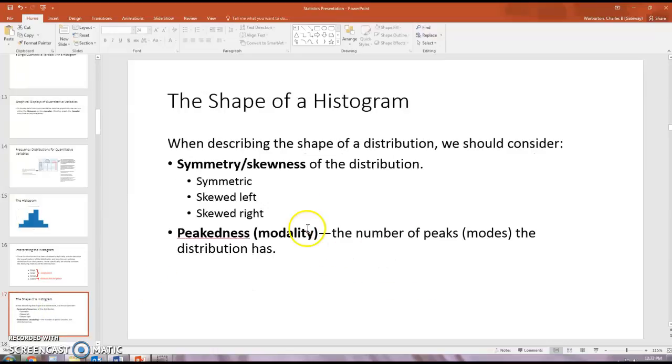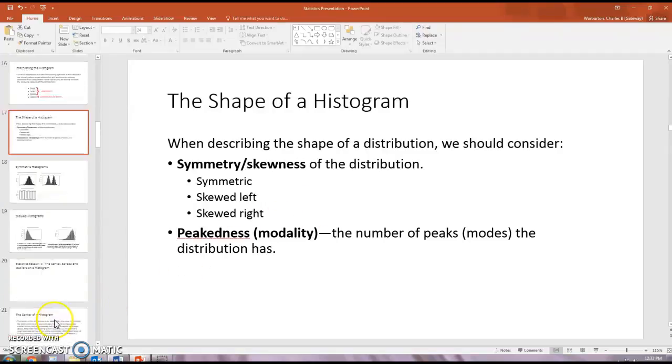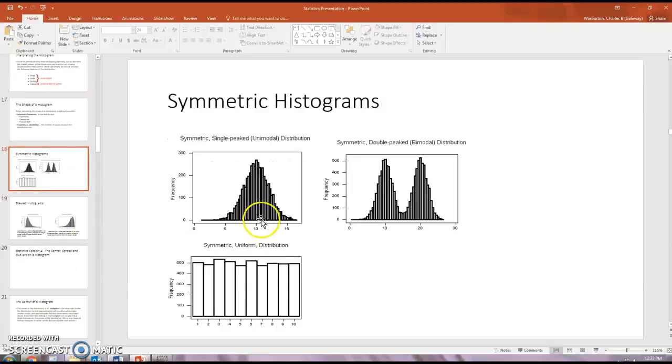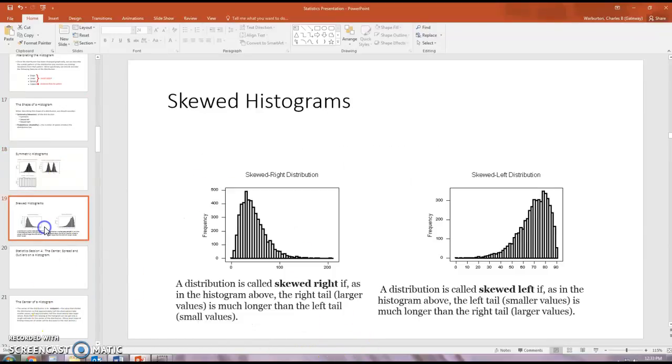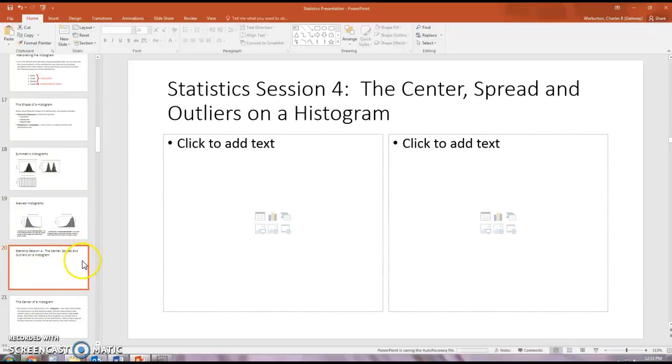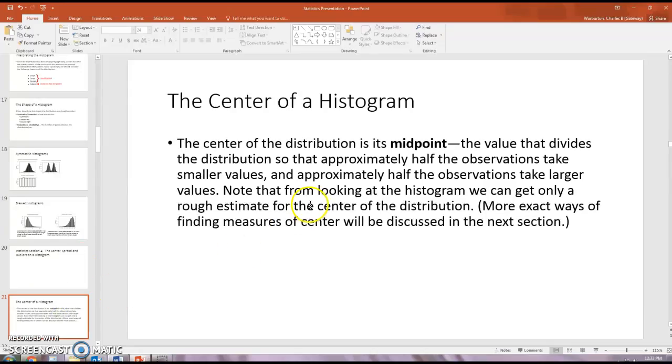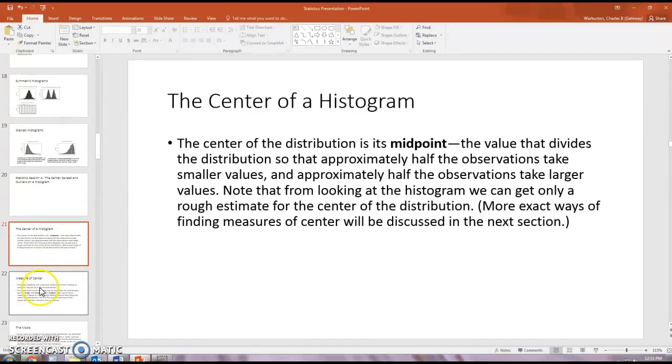And the shape is described with whether or not the histogram is symmetric or skewed, and how many peaks it has. It could be symmetric unimodal, symmetric bimodal, or symmetric uniform, or it could be skewed left or right. And then in our last session, we took a look at the center, the spread, and how to find outliers on a histogram. There were 3 ways we could measure the center of a histogram, and it was with a mean, median, or mode.